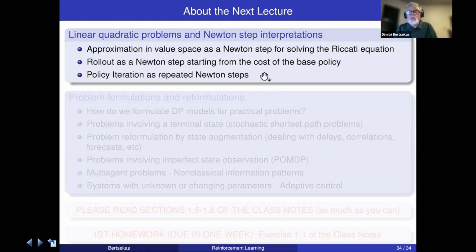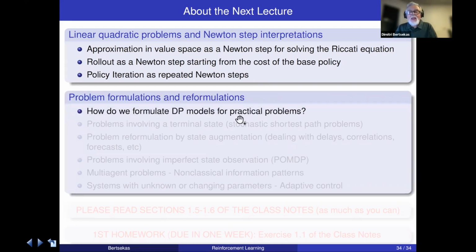So this is the initial part of the next lecture. And then we are going to take a broad swipe at various problem types that are common in reinforcement learning. The first question is, how do we formulate dynamic programming models for practical problems? Then we're going to discuss problems involving a terminal state, which we're going to call stochastic shortest path problems. These problems, when they are deterministic, reduce to shortest path problems, but we're going to talk about stochastic versions of shortest path problems that involve a terminal state.